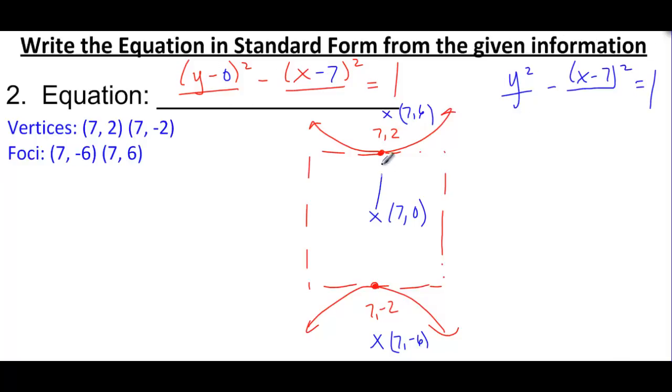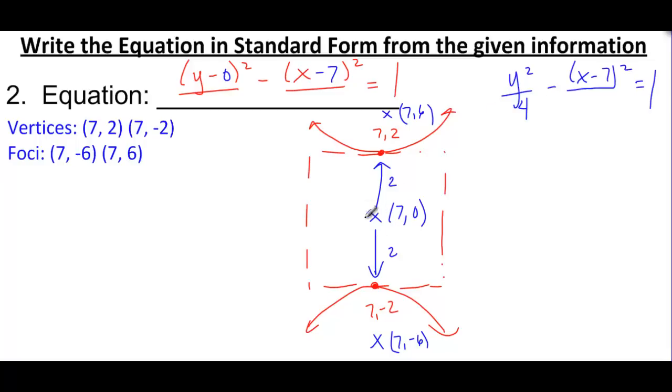So how much did we move up and down? Well, if I'm at 7, 0 and I go to 7, 2, I move 2. And to 7, negative 2, I move 2. And I like to check both of them just to make sure I didn't make a mistake with my center. So if my b value is 2, b squared is 4. And again, b goes underneath my y because this is up and down movement.